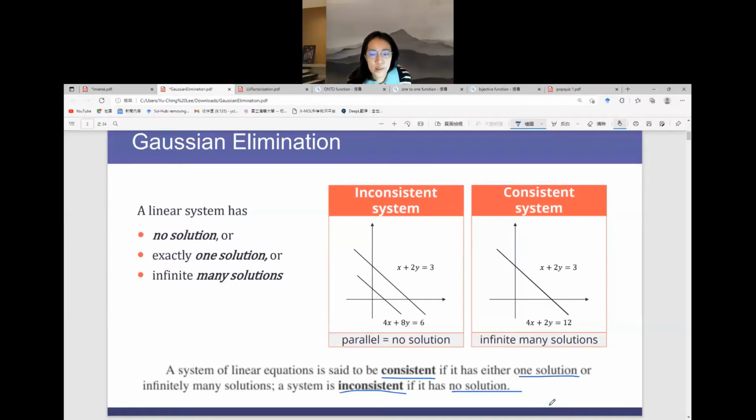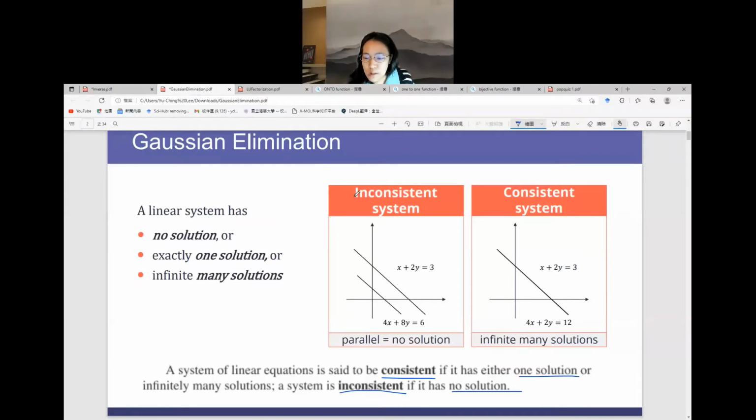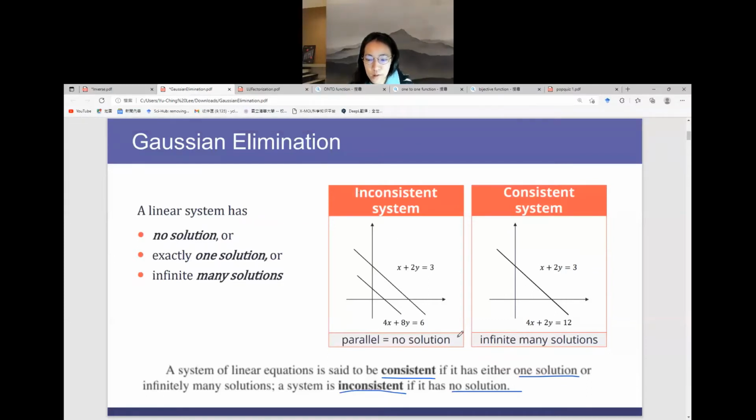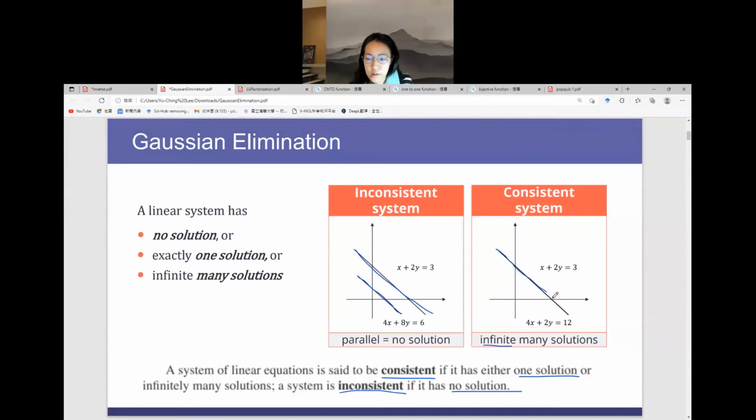So when you see the questions, you won't be shocked, like what does it mean by consistent and what does it mean by inconsistent. Basically, a consistent system simply means that there is a solution, including one solution or many solutions. But inconsistent means there is no solution. No solutions usually appear like this: you have two parallel lines and there are no intersections. For infinitely many solutions, all the points on the lines are intersections.